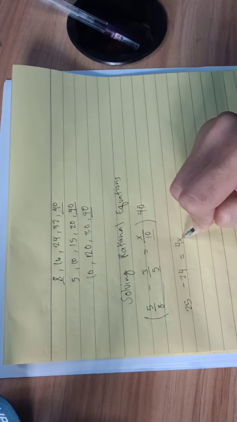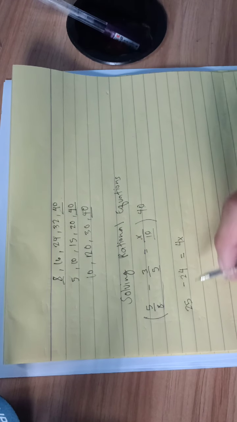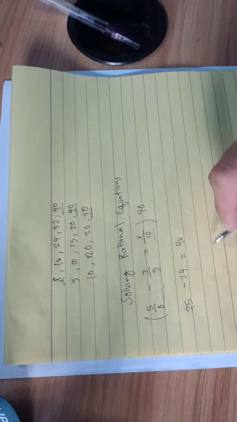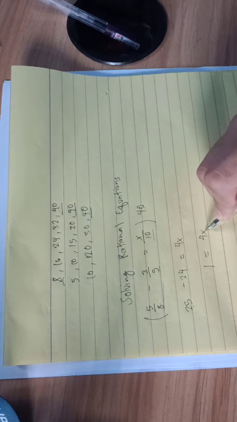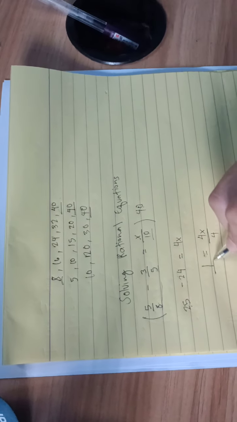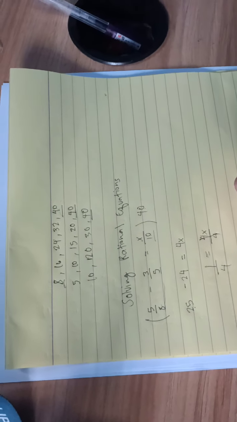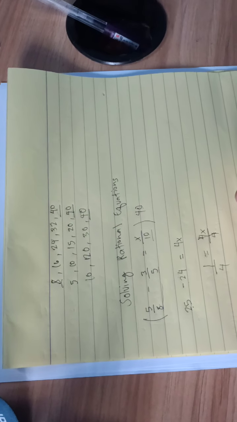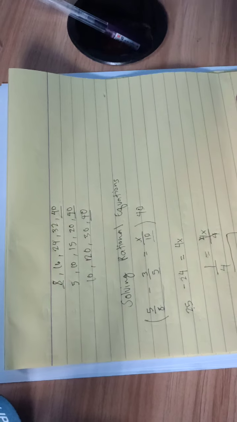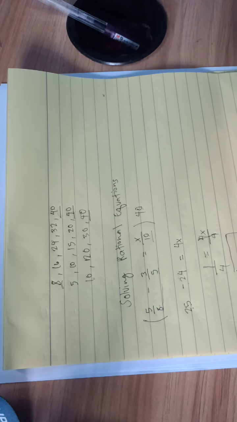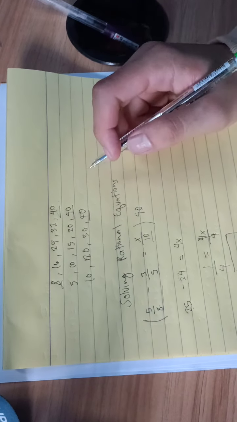So we just need to solve this. 25 minus 24 is equal to 1, equals 4x. Then divide both sides by 4 and cancel. Then x is equal to 1/4, and that is the answer. And that is how you solve rational equations.